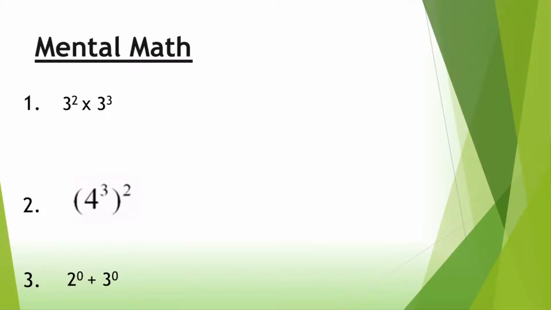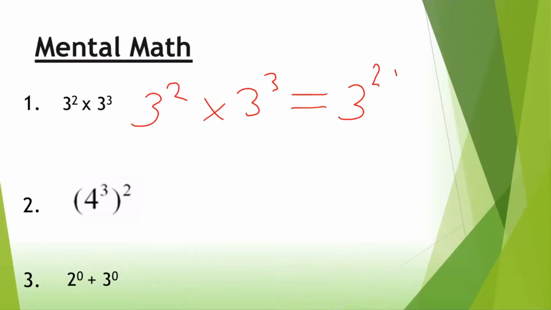Alright, let's go into some questions and let's see the first one. So here, 3 squared into 3 cubed. I'm just going to write it over here. So what will be the answer? Now whenever there's multiplication, you're supposed to add the powers. So that means it will be 3 to the power 2 plus 3, which will give us 3 to the power of 5. This will be our answer.